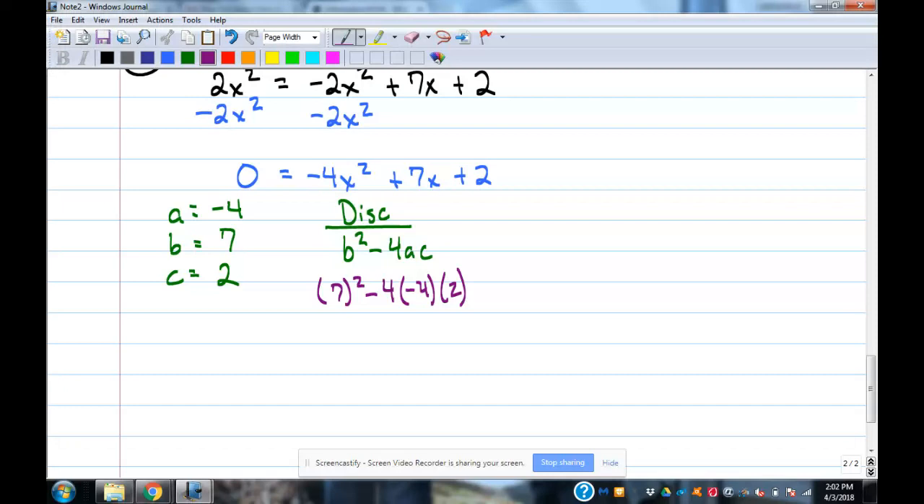What's 7 squared? Positive 49. Negative 4 times negative 4 times 2. Positive 32. Good job. We add those together. How much? 81. Good job. So our discriminant is 81. That means we have what kind of solutions and how many? 2 real solutions. That's what that means. Okay.